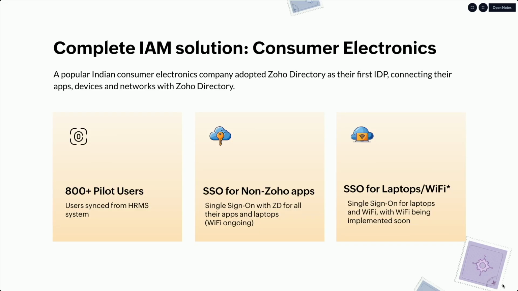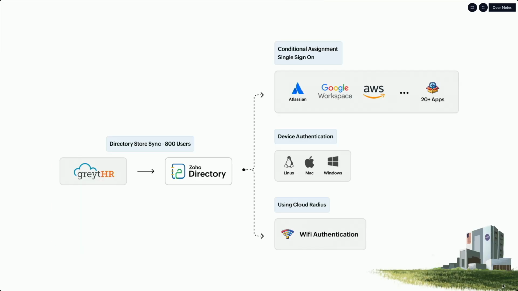And this is for a consumer electronics company in India where they didn't have an identity provider for the organization at all. So this was going to be their first identity provider. And along with that, they also had a requirement for the single sign-on for other applications other than the Zoho apps, and also they wanted single sign-on for the laptops and the Wi-Fi network within the environment. So this is a quick overview.